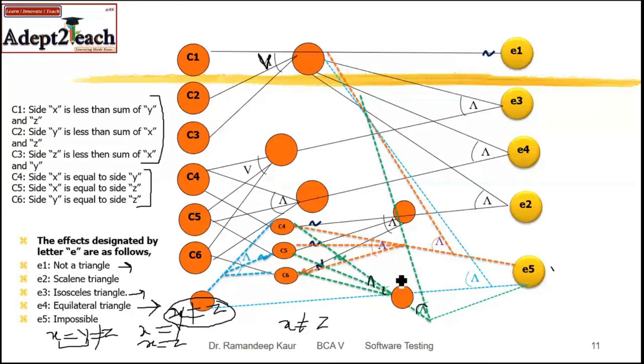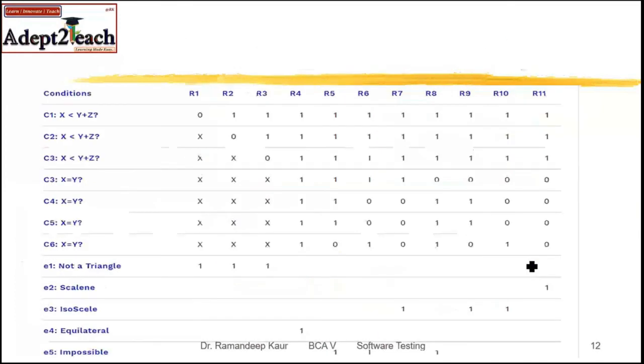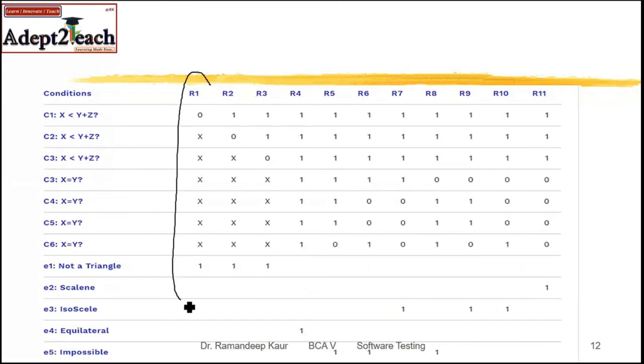So this is how we are going to convert the triangle problem, and we have to have all the combinations which should be there. Now by visualizing these sets of combinations, we will convert it into a decision table like this, and we will make a test case in this column-wise fashion.